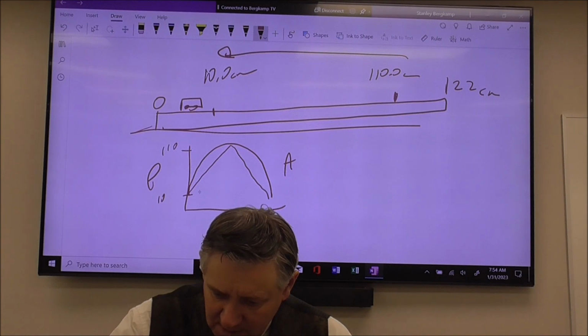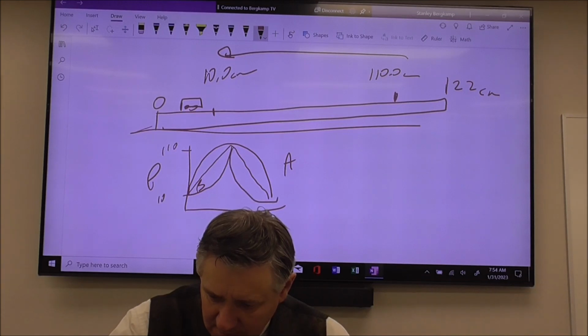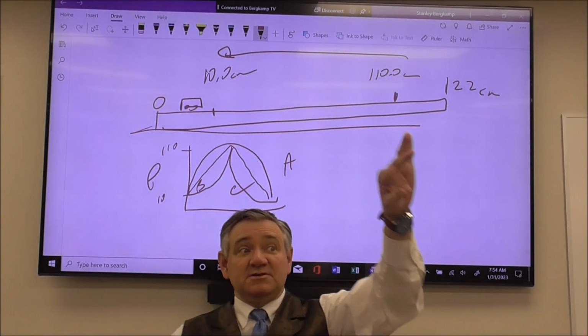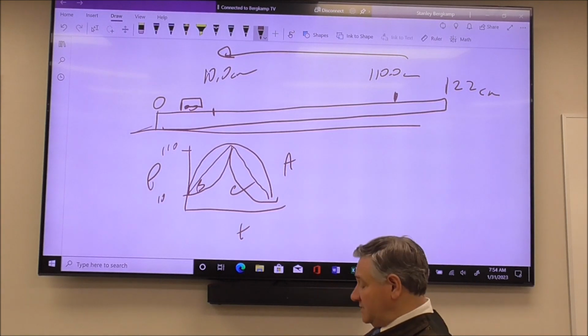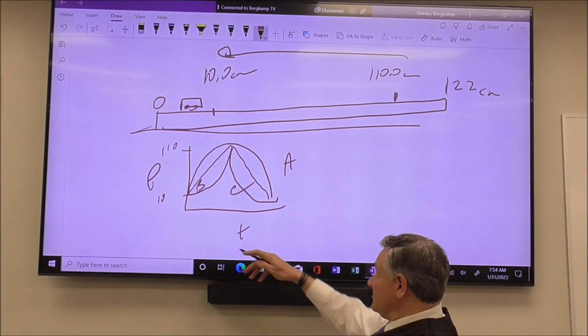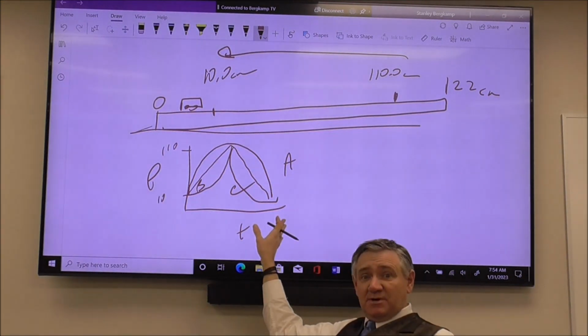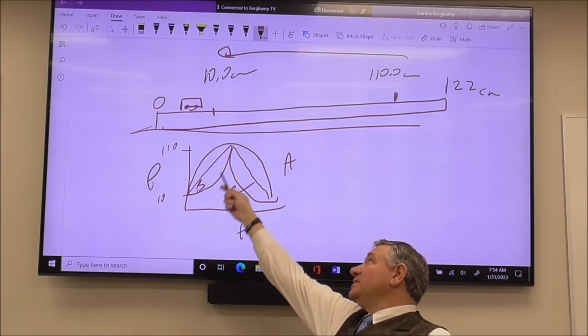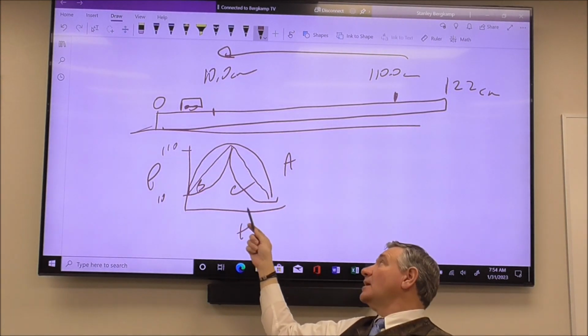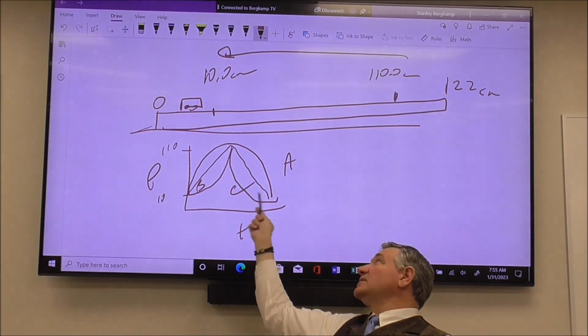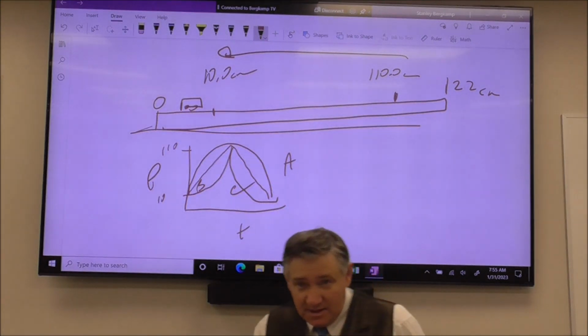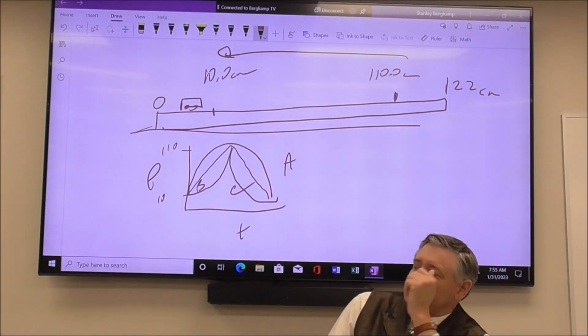You could have B, and then you could have C. Okay, so there's your three potential position time graphs. Curve A, which is this nice parabolic curve. Curve B, which looks like a triangle. And C looks like an inversion of A. Okay, so those are your three options.